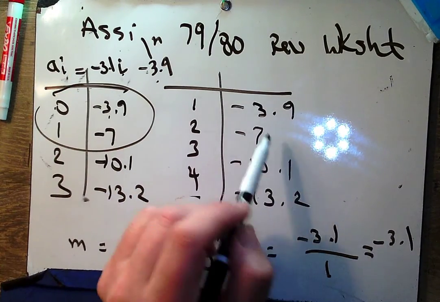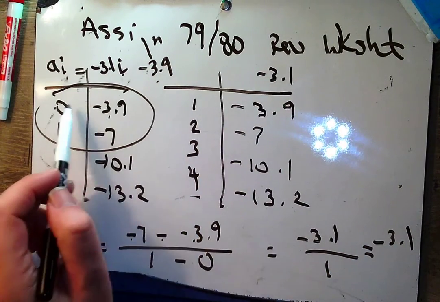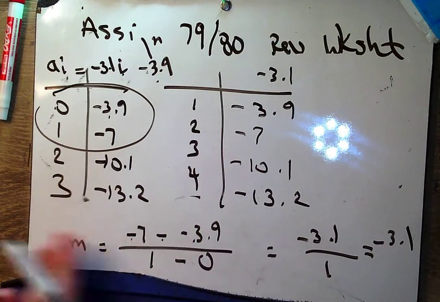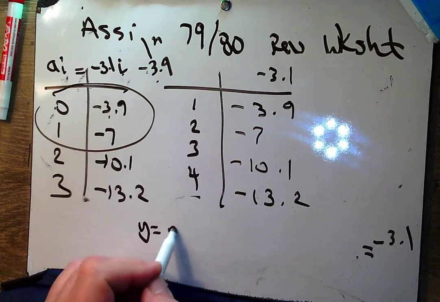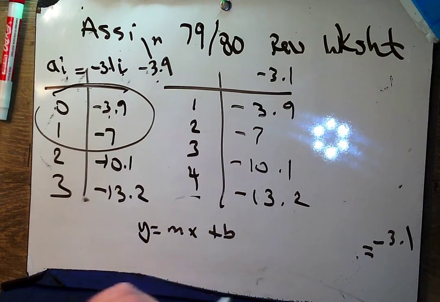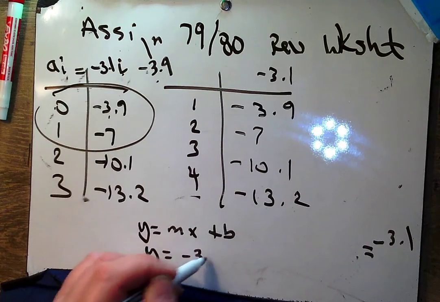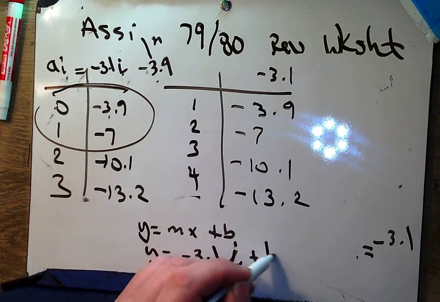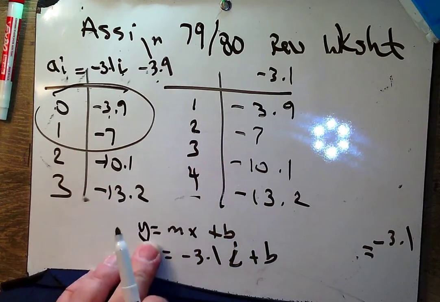All right, what about this one? Well, this one has the same slope, minus 3.1, but I don't know the y-intercept like I did over here. So I'd have to find the y-intercept. Oh, okay, let's find the y-intercept. y equals mx plus b. So ours is negative 3.1 i plus b. So I'll plug in this ordered pair, 2, negative 7.